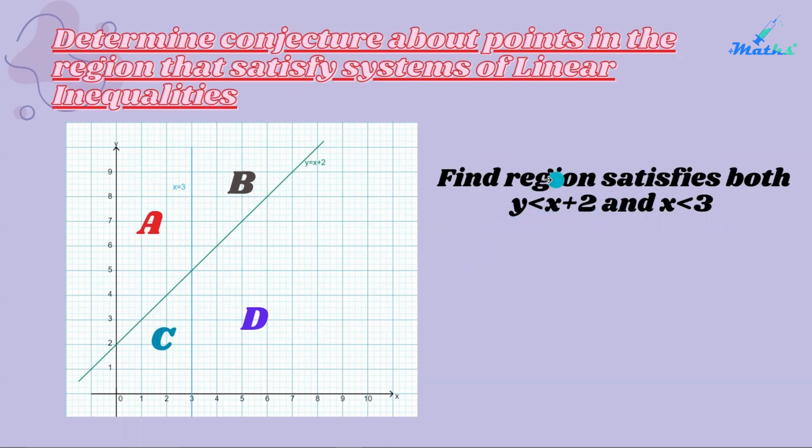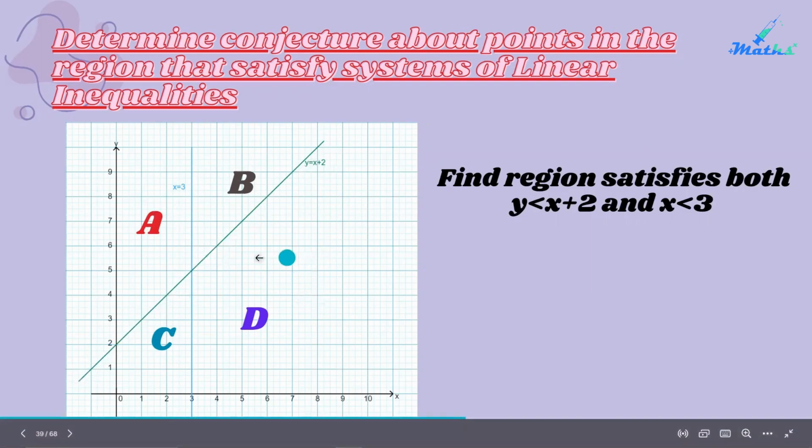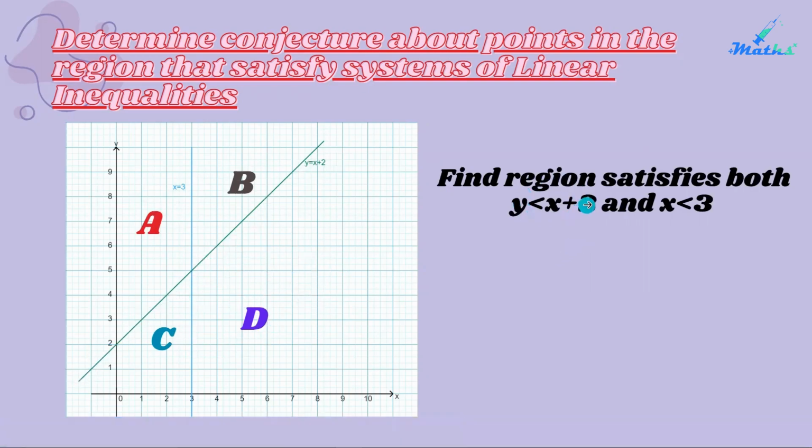First, we find y less than x plus 2. Here is the line, and it is less than, so the region should be below the line. The area below the line satisfies the linear inequality. So A and B are removed now because they are more than, so we don't need to use A and B.